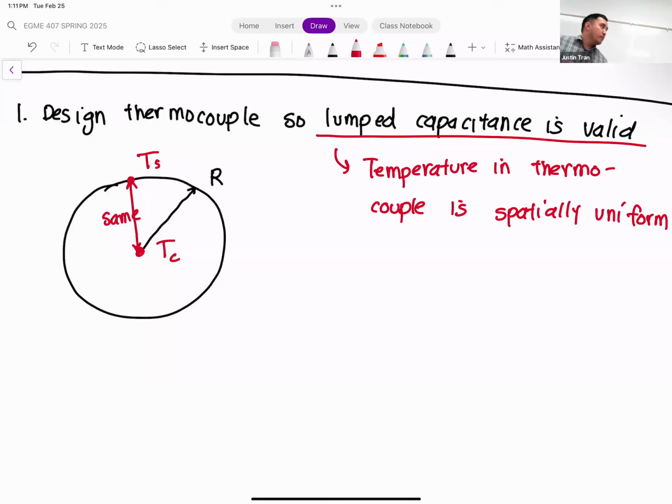at all times. Even when the temperature around it is changing, even when we're exposing it to the hot gas, the thermocouple has to be small enough that there's no difference in temperature between the surface and the core. So the main design consideration is that the radius has to be small enough for this to occur.